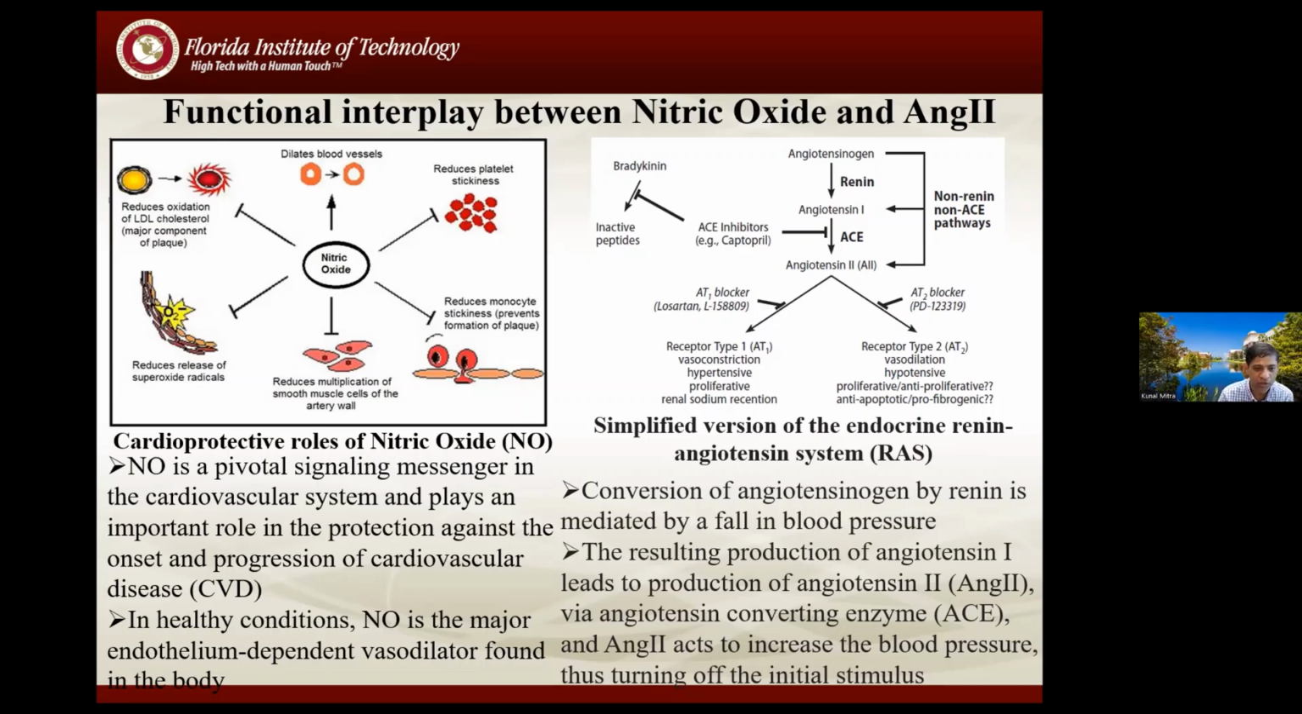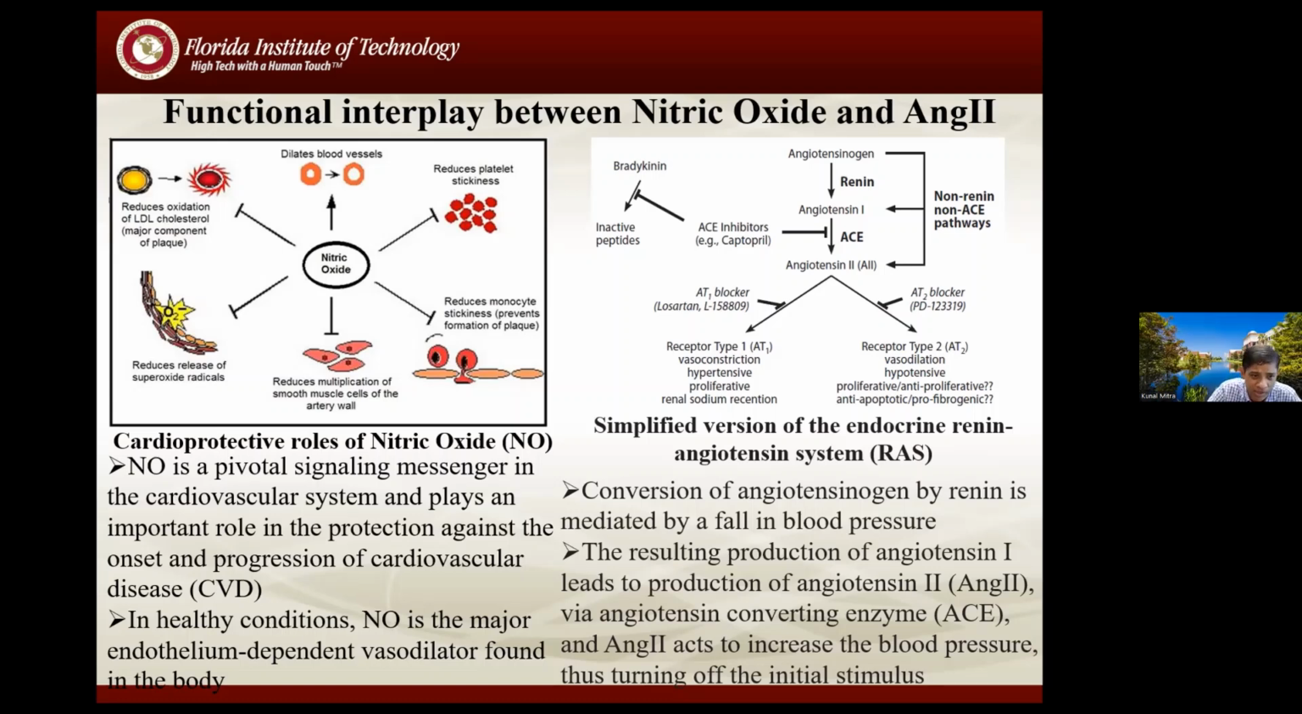So the conversion of angiotensinogen by renin results in the production of angiotensin 1 that leads to angiotensin 2, via the angiotensin converting enzyme, and that is going to result in an increase in blood pressure, and that turns off the initial stimulus.